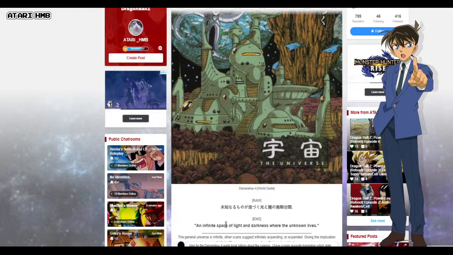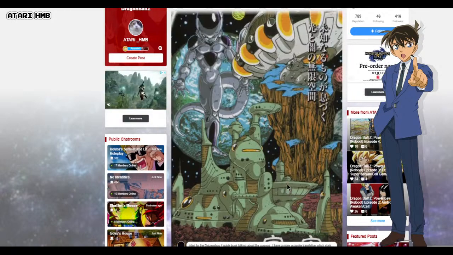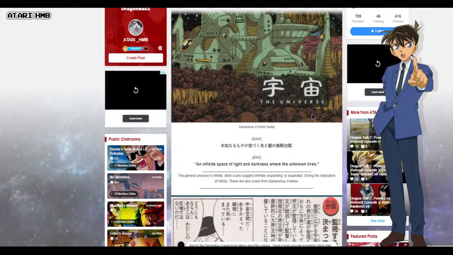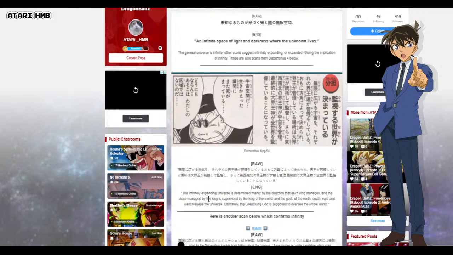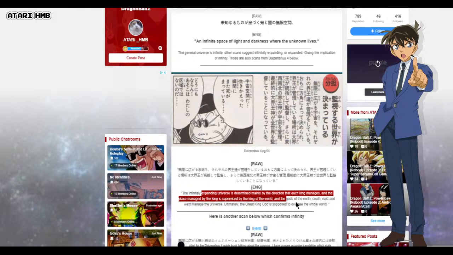Infinite space of light and darkness where the unknown live. This is the entire ensemble of the universe, okay? Primarily the living world. This is the living world. The living world is infinite space. Now let's talk about the rest. The infinitely expanding universe is determined mainly by the direction that each king manages, and the place managed by the king supervised by the king of worlds. So depending on the direction is where the kings or the Kaioshin manage, based on the aspect. King Kai doesn't have infinite range. They don't have infinite range in a particular cardinal direction because it still would be infinite.